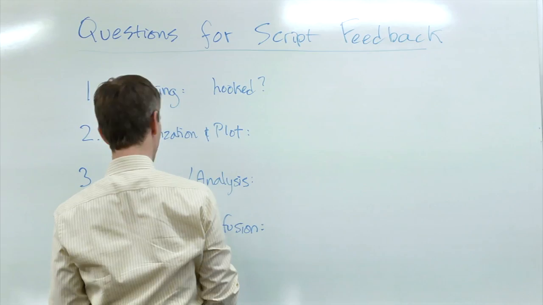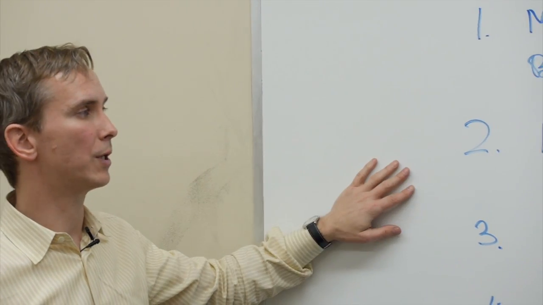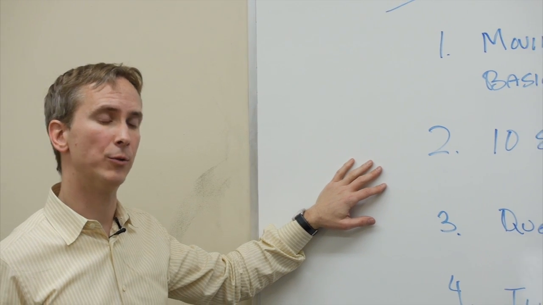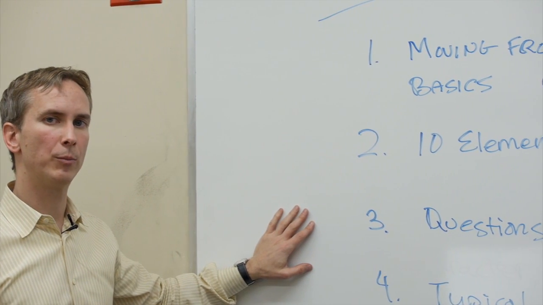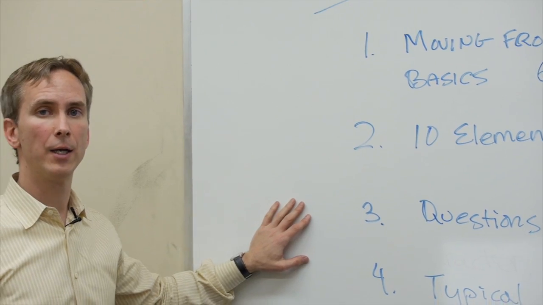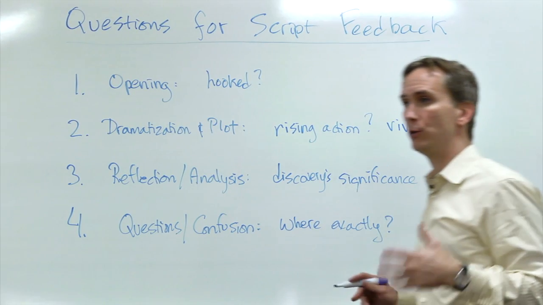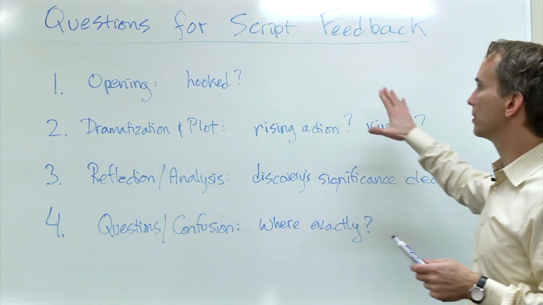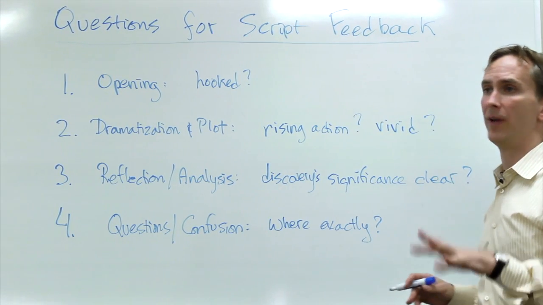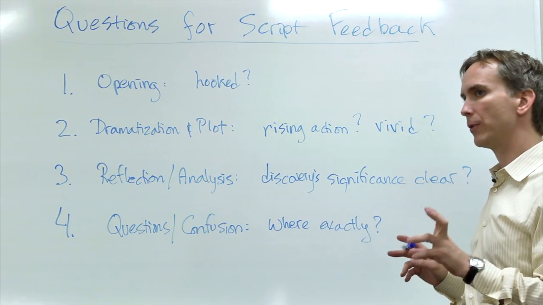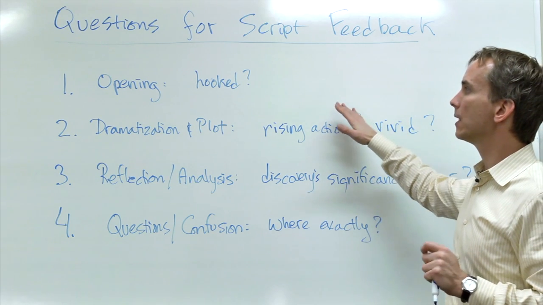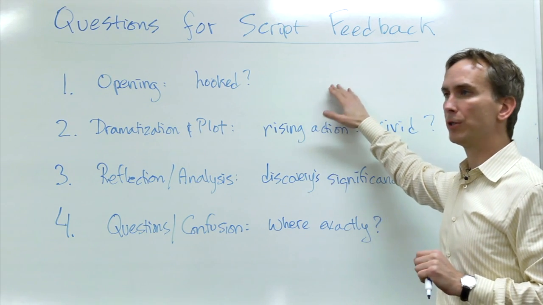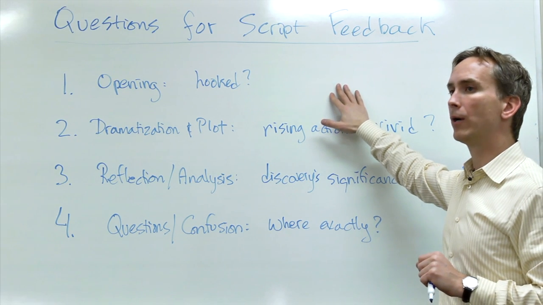All right, so we've talked about the basics and moving from the step script to the full script. We've talked about 10 elements that you want to consider as you're writing. And now we're going to just look briefly at the questions for feedback. So once you have your script and you exchange it with your partners and you give feedback, each partner is going to look at 4 questions, and these will be available on a handout, but I want to just run through them very quickly. First, you want to look at your partner's script and ask, where was I hooked?